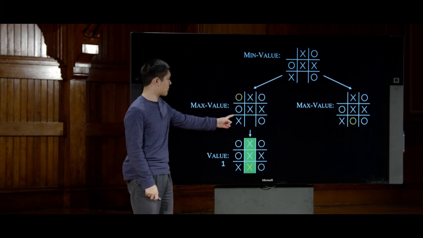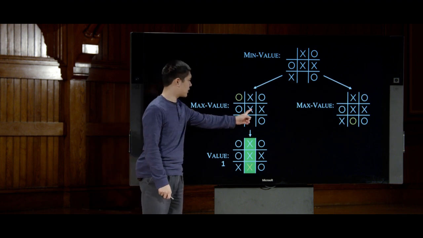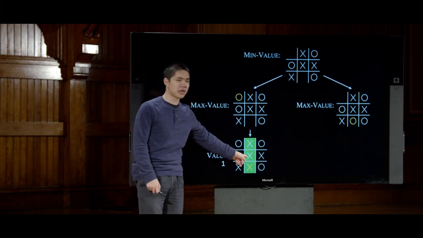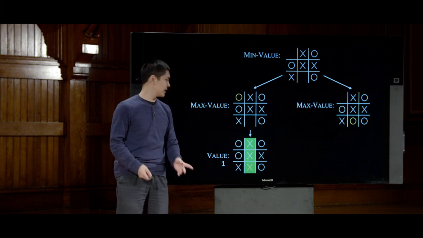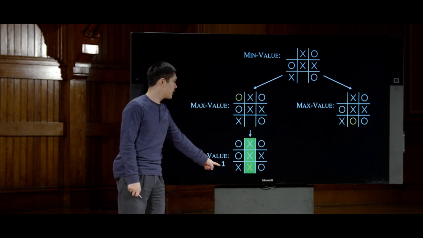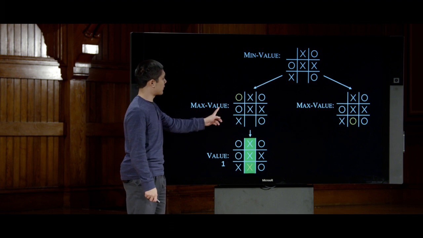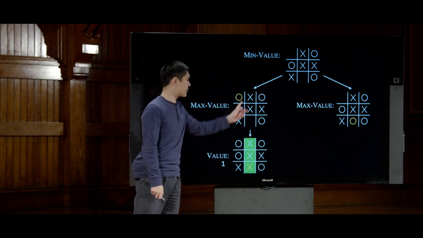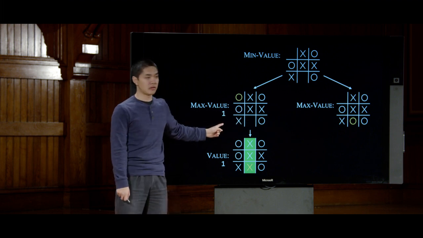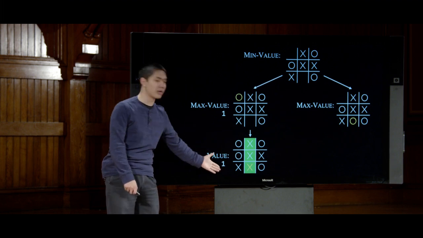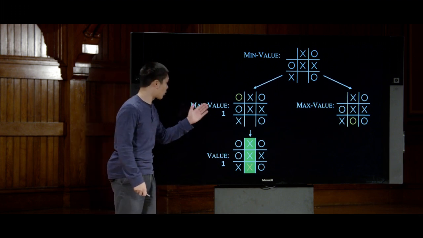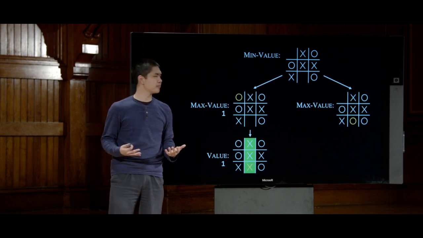If X wins the game, the value of that game board is 1. And so from this position, if this state can only ever lead to this state, it's the only possible option, and this state has a value of 1, then the maximum possible value that the X player can get from this game board is also 1. From here, the only place we can get is to a game with a value of 1, so this game board also has a value of 1.